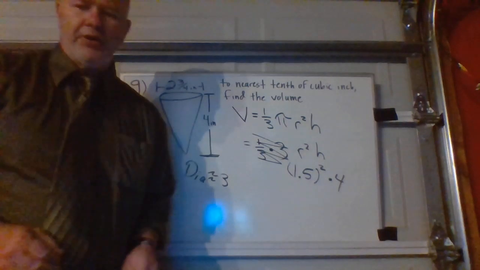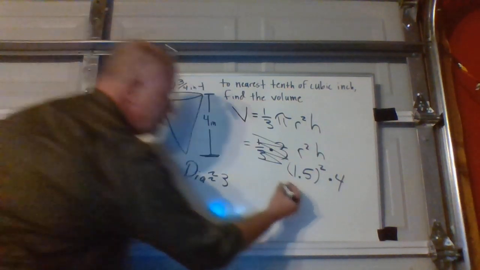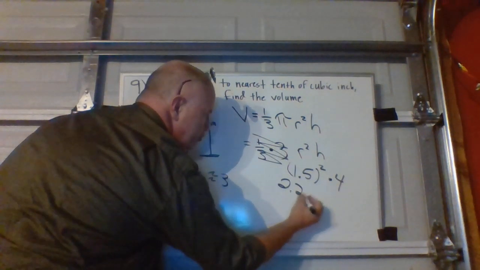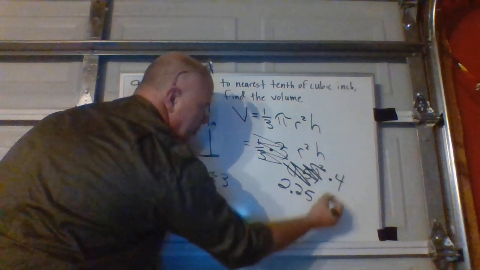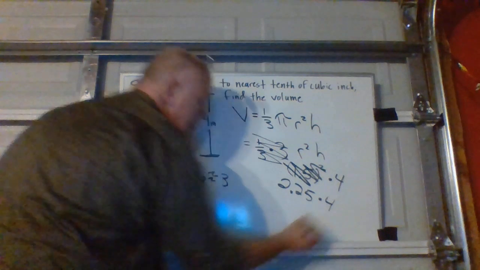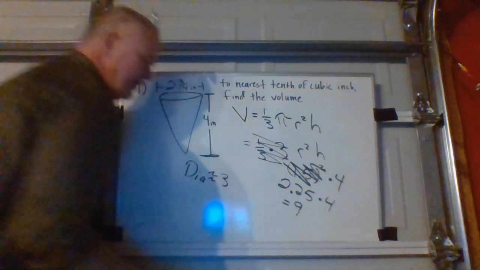So I take my calculator. That gives me 2.25. I like to cross all of that off. I'm going to bring down the times 4 and enter that straight into my calculator. I get an answer of 9.